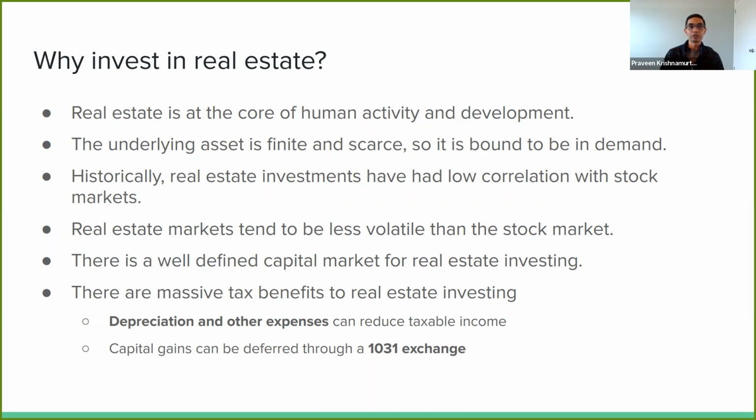Also, historically, real estate investments have had low correlation with stock markets, and that's good for you as an investor. You don't want all your investments going up and down at the same time, and having something that's not correlated with the stock market is a good diversification tool.